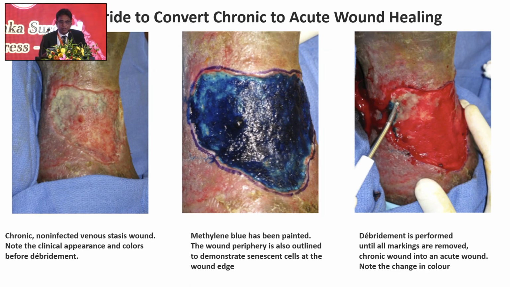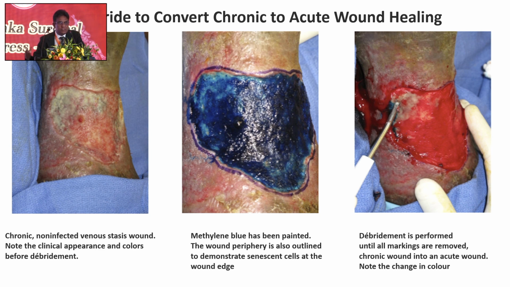Now, what you debride is to convert the chronic to an acute wound. Because it's an acute wound, it's the acute stuff that heals. We need to change the chronic to acute. How do we do that? Here is a picture of a chronic, non-infected venous stasis wound. We see lots of these. We need to debride this thoroughly, completely.